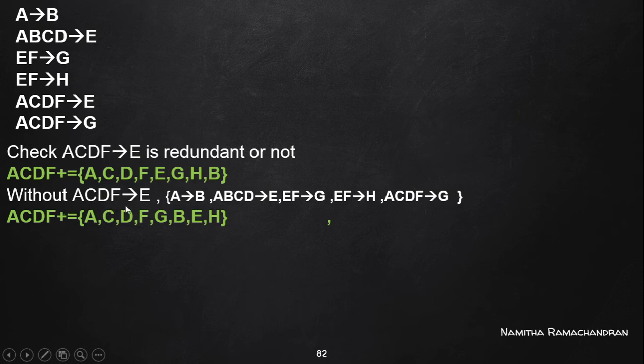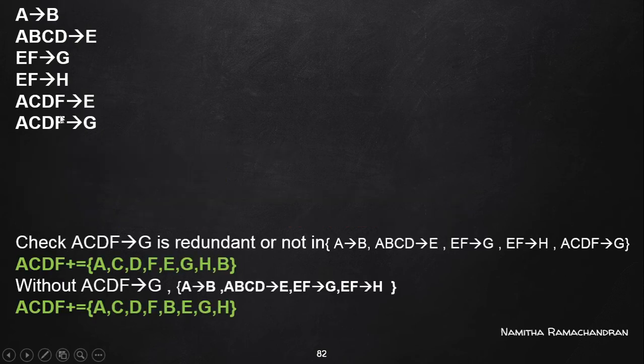That means ACDF implies E is a reducible dependency, or a redundant dependency here. So if such a dependency is found, what do we want to do next? Immediately remove that dependency from the given functional dependency set. After removing this reducible dependency ACDF implies E from the given set, the set becomes like this.